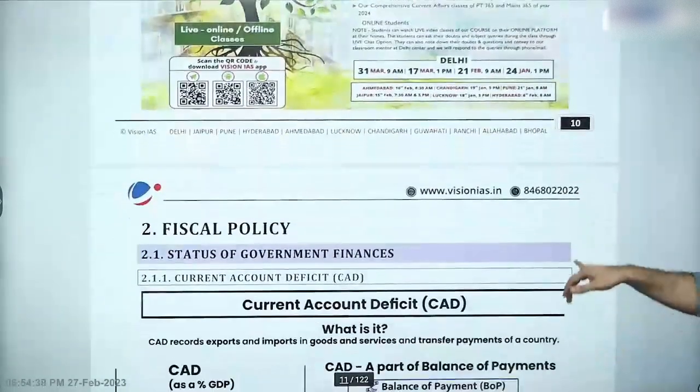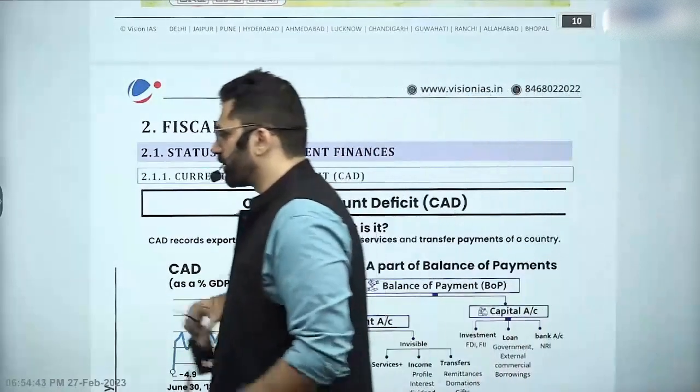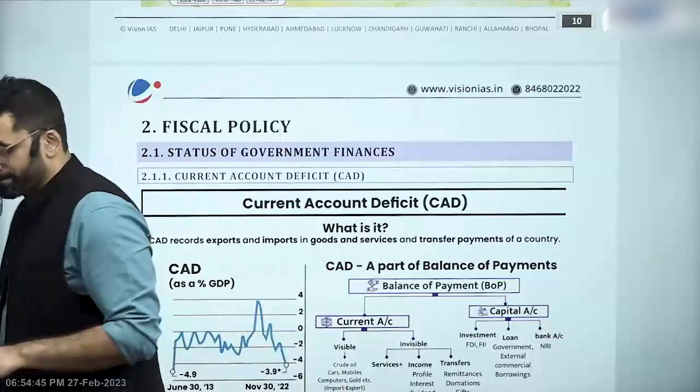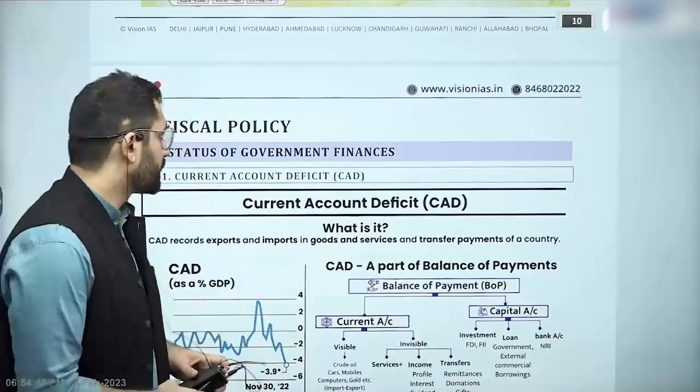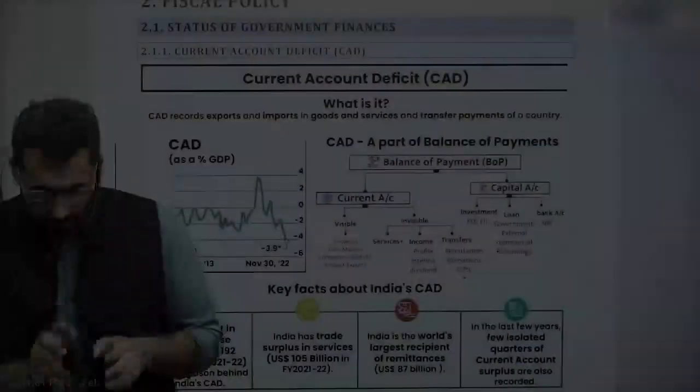Next is status of government finances. This we'll do after a break. Take a 5 to 10 minutes break and then discuss this. Which page number have we reached? 11. Target 22.